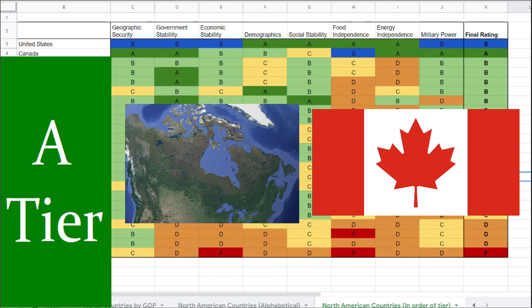As long as America is a premier superpower, Canada's independence will not be threatened by foreign powers. Simple as that. So overall, that's why Canada is an A tier nation. Alright, now, moving on to the B tier nations.